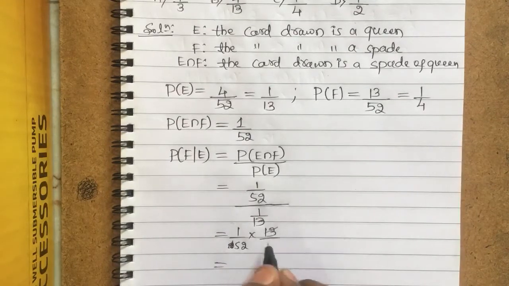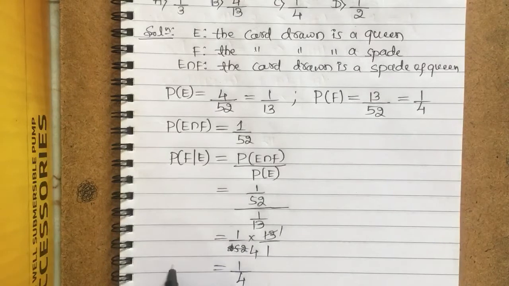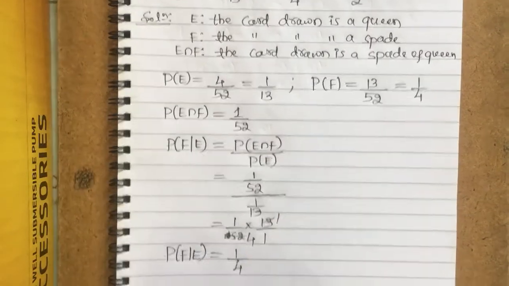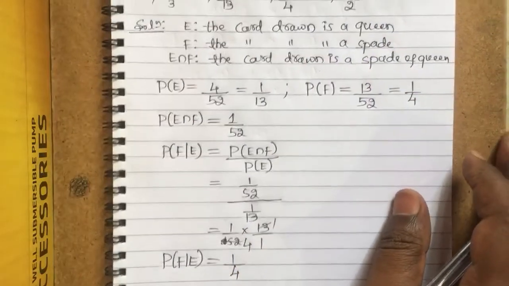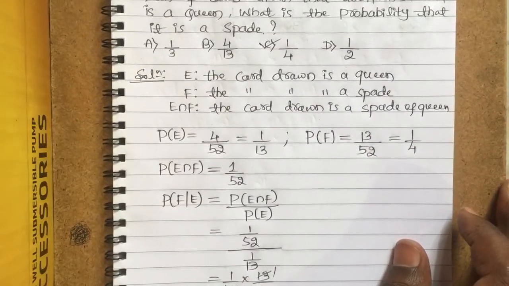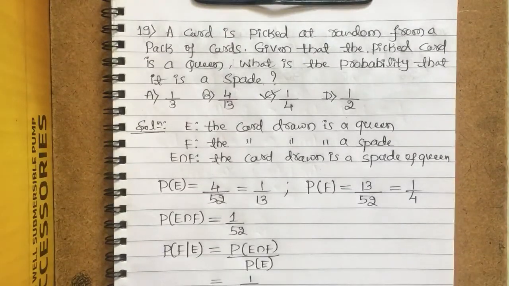Then 13 ones are 13, 4s are, we get 1 by 4. So this is the required probability. So the answer is option C. So this is all about the 19th question, and it was asked in 2014 COMEDK exam.